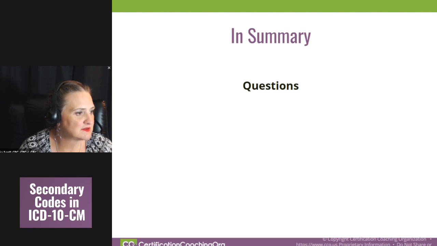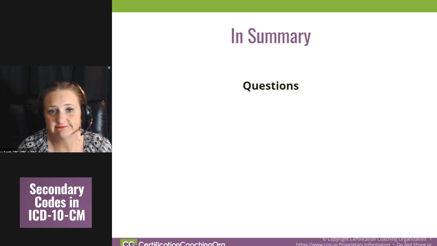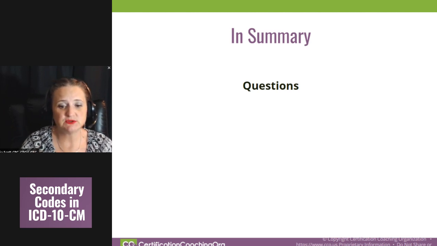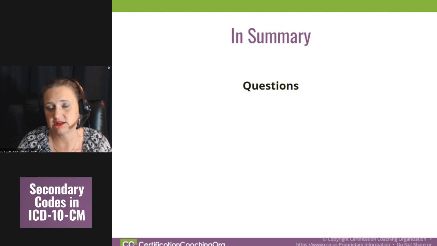Kathy says, I have seen a provider document type 2, but not any contributing etiology. Is it appropriate to code just the type 2 without anything else? Yes. You may not have any etiology. Type 2 is a type of diabetes. Type 1 is a type of diabetes. Just because they're a type 2 doesn't mean they have an etiology or a manifestation. It is a disease, type 2, just like type 1.